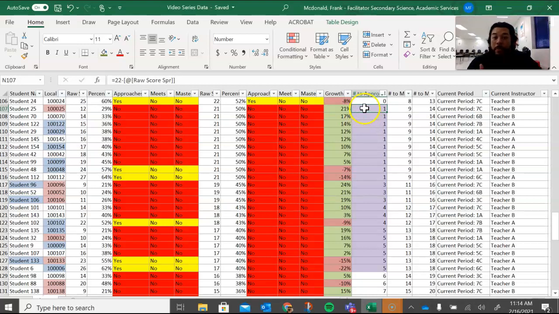Also, now we have groupings of kids. We know that this group of kids, this group of 10, 15 kids here, are ready to make that next level. So maybe this helps me to build some sort of intervention group. Will these kids come in on a Saturday? Will they come in during intersession? This would be the group of kids that I want to attack.